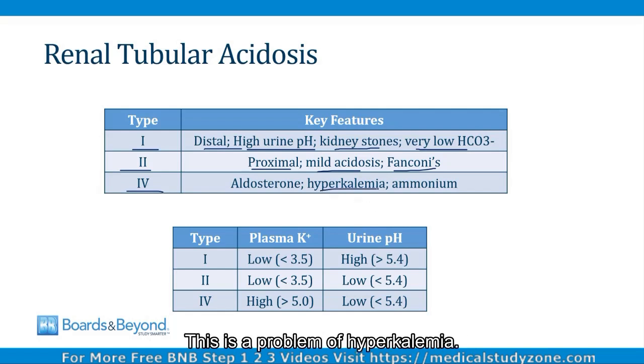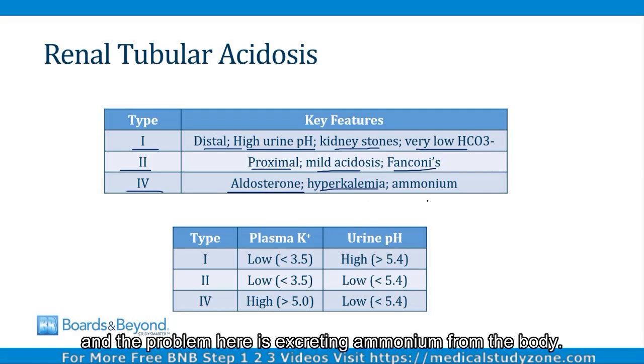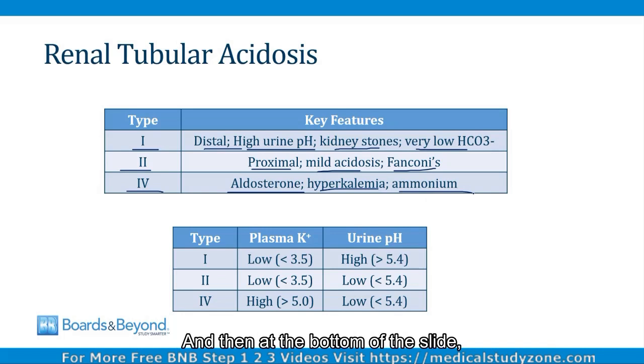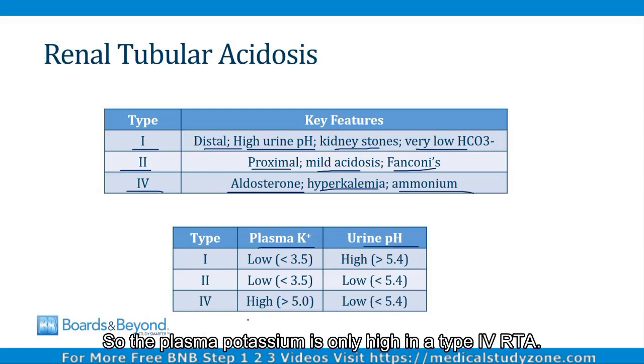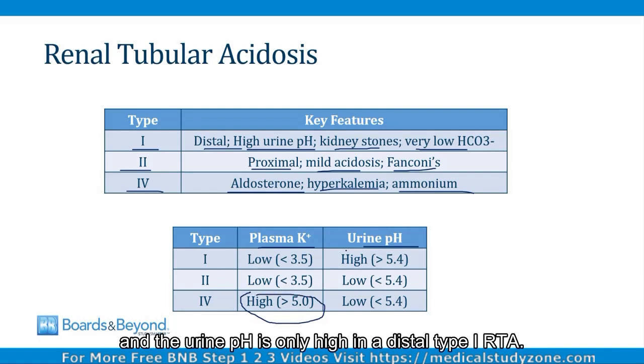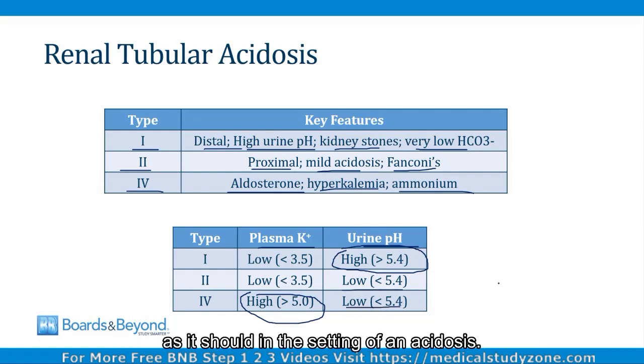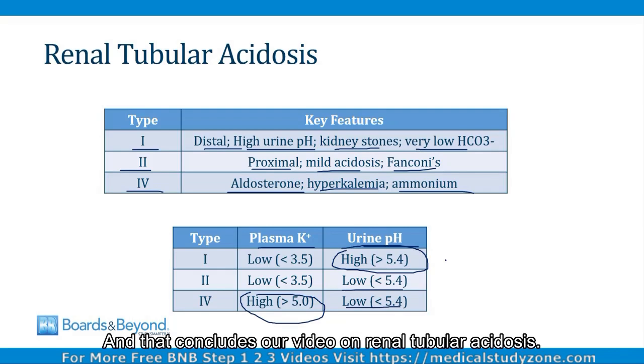This is a problem of hyperkalemia. It's often associated with low aldosterone effects, and the problem here is excreting ammonium from the body. And then at the bottom of the slide, I've summarized the three RTAs and the plasma potassium and the urine pH. So the plasma potassium is only high in a type 4 RTA. The other two RTAs are associated with low potassium. And the urine pH is only high in a distal type 1 RTA. In the other two RTAs, the pH of the urine will be low, as it should in the setting of an acidosis. And that concludes our video on renal tubular acidosis.